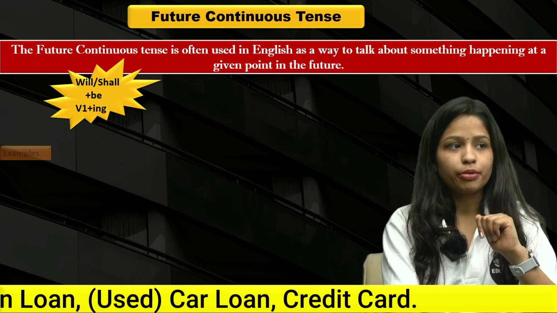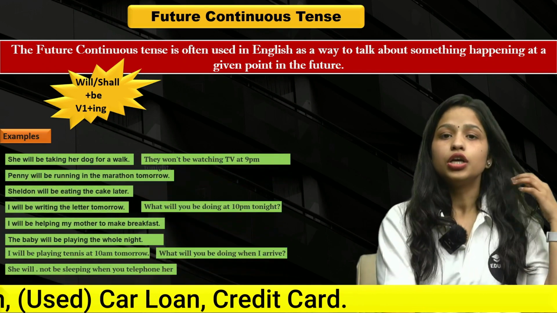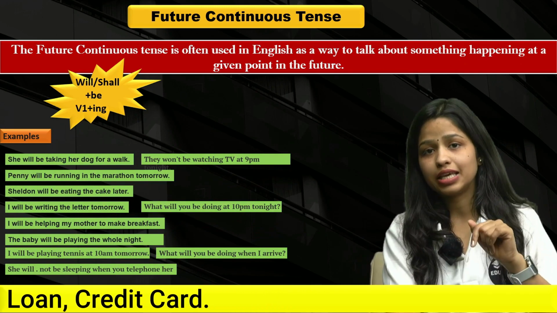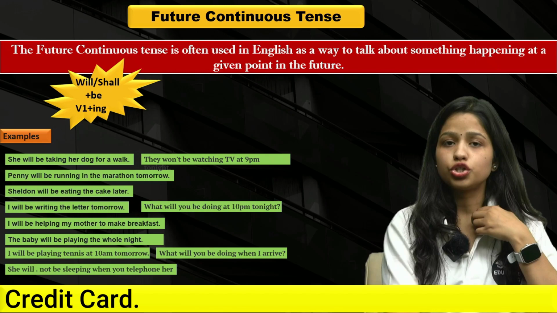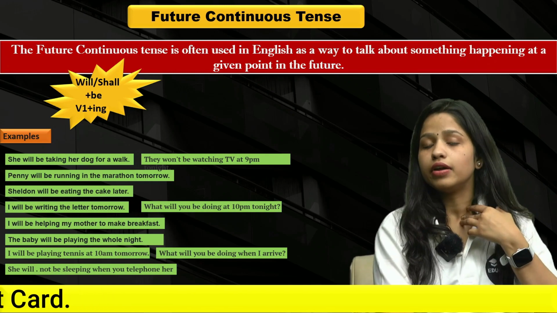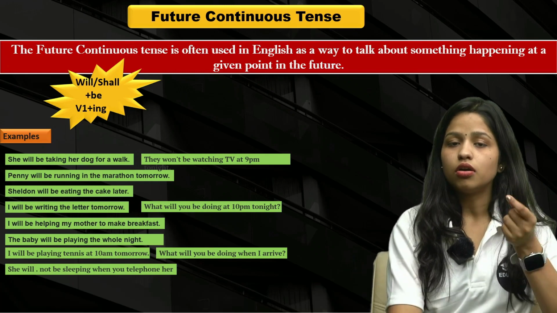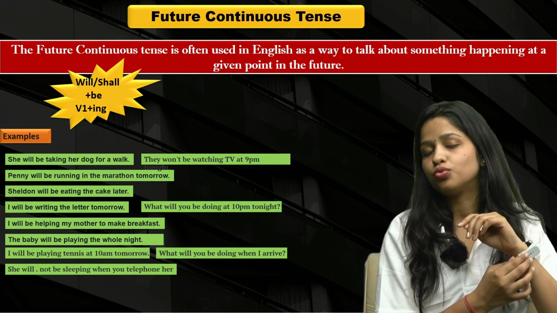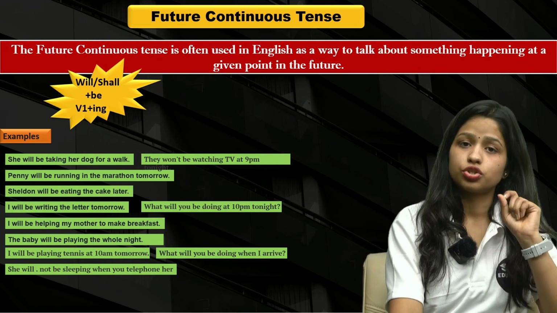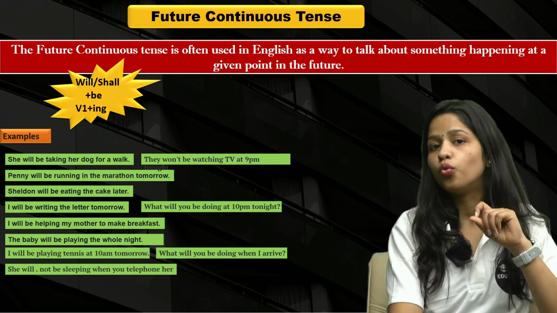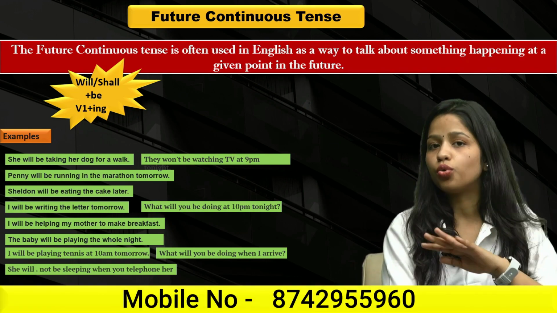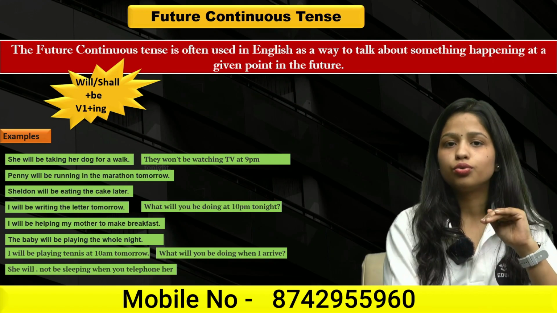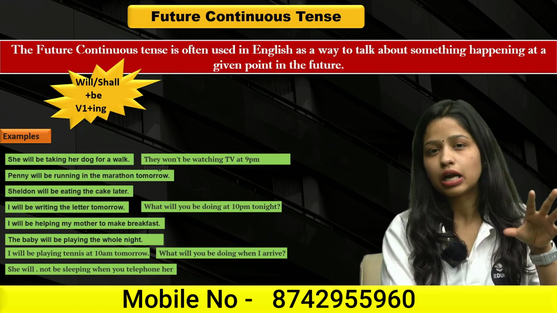Let's directly jump into the examples now. She will be taking her dog for a walk. She will be taking her dog for a walk, right? So she over here is the subject, and whenever we use singular or plural, let me tell you, there is only one way we use shall, and we use shall with only I and we. Apart from that, we use only and only will with every subject. Clear? And we can also use will with we and I as well.